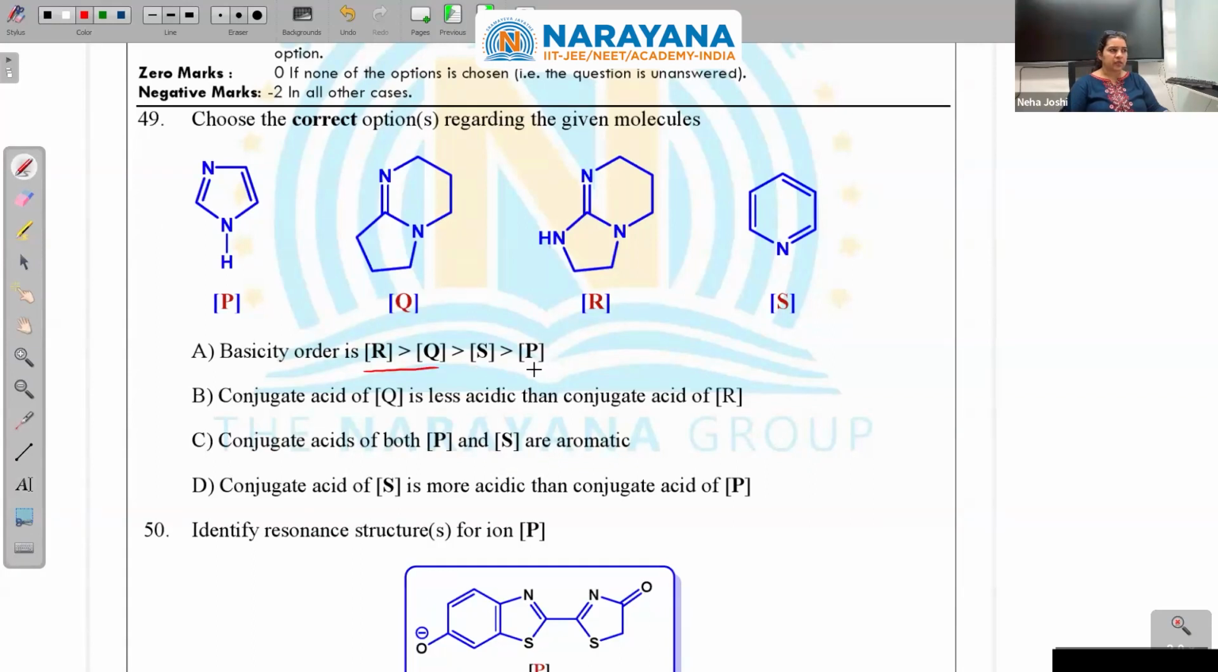S and then P. But S has a possibility of a complete octet structure like this. P has it, S does not. So this statement is wrong. Correct is R, Q, P, S. Why? Because P has better resonance than S. In S, only carbons are giving, and you have a structure where incomplete octet contributors are there. So R, Q, P, S.